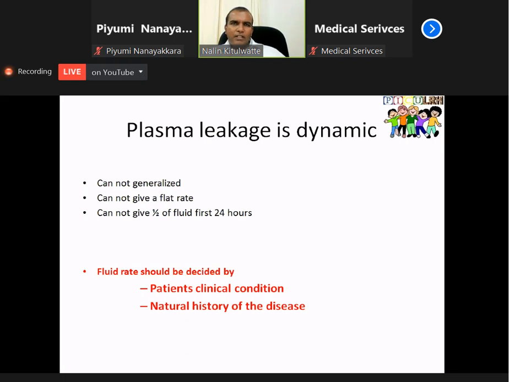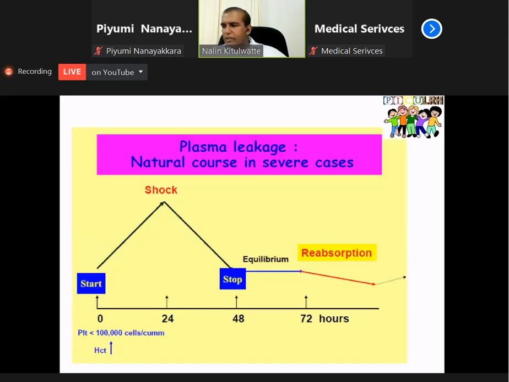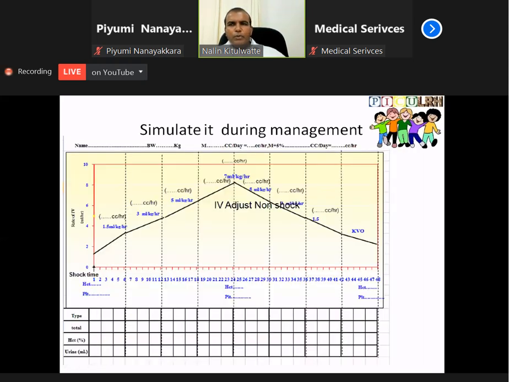You have to monitor the patient. Depending on the patient's need, you have to adjust the fluid rate. Otherwise, it's very easy, right? So you should not give a flat rate. The fluid rate should be decided by the patient's clinical condition and the natural history of the disease. So I told you, this is the natural history. Leaking starts here, gradually the leak will go up, maximum leak around 24 hours, then the leak will go down, and the leak will stop by 48 hours. So the patient can develop shock around 24 hours.